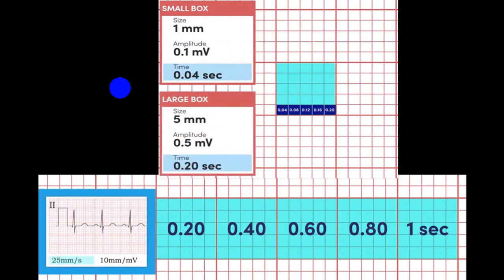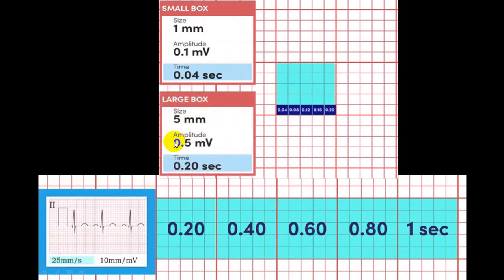Now you can see that this is paper which shows you the smallest square, and then this is a large single box. This is a slightly larger box which contains 5 small boxes horizontally and 5 small boxes vertically. We have already shown you what that represents. One small box at the horizontal level is 0.04 second, and in vertical height, 1 millimeter is equal to 0.1 millivolt. So remember this. This is a small box, and a large box will indicate 5 millimeters.